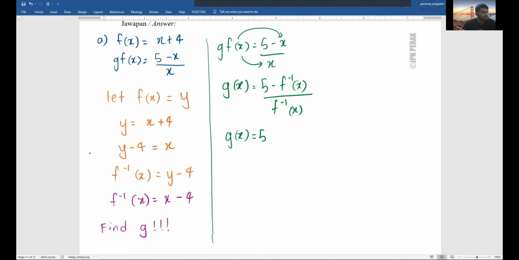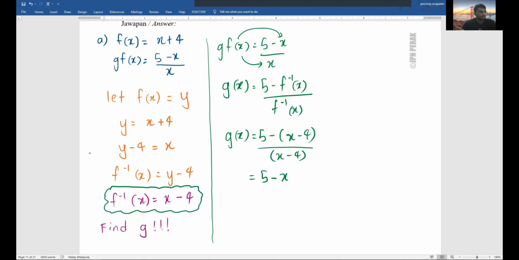Just replace it with the value of f inverse x, which equals x minus 4. So just replace it there: x minus 4 over x minus 4. Right. So I will get 5 minus x plus 4 over x minus 4.